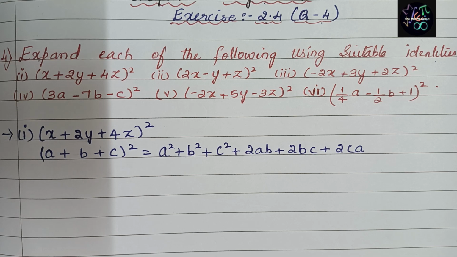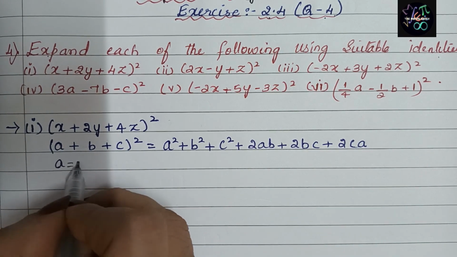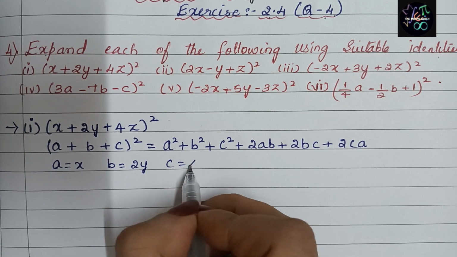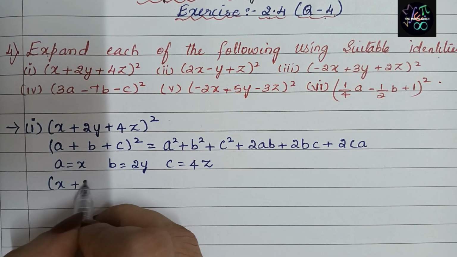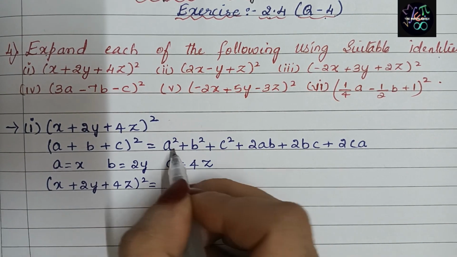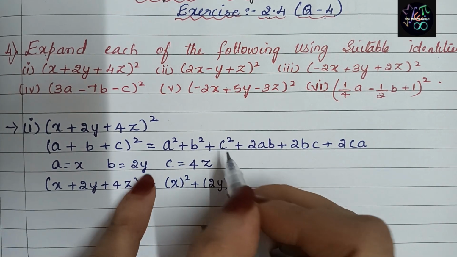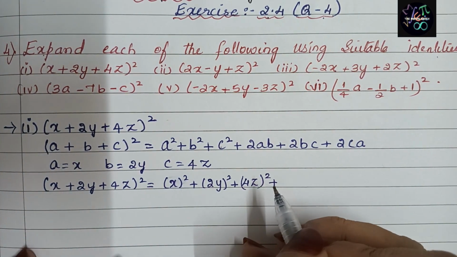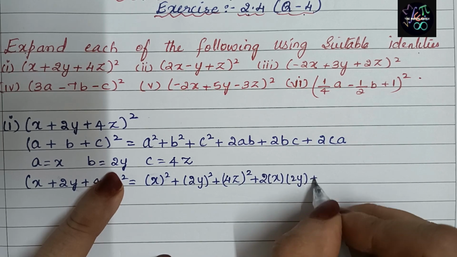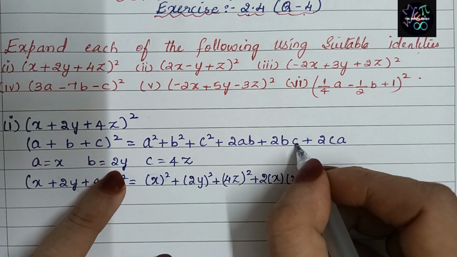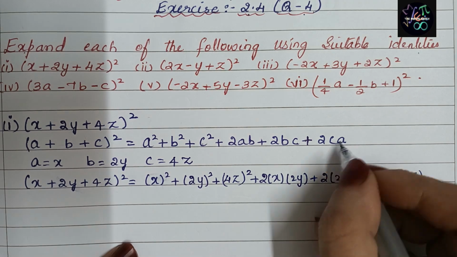So let us now substitute the values here. In place of a, the value is x, b value is 2y, c value is 4z. Let us substitute in the formula. That is, (x + 2y + 4z) whole square is nothing but x square plus b value (2y) whole square plus, as it is, c value (4z) whole square plus 2 times a value x, b value 2y, plus 2 times b value 2y, c value 4z, plus 2 times c value 4z, a value x.